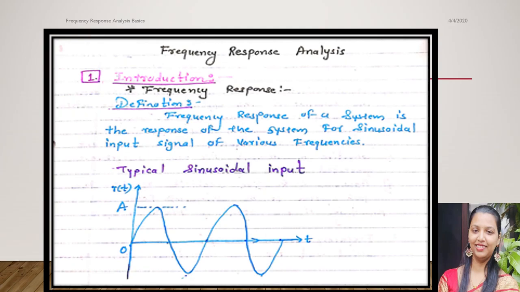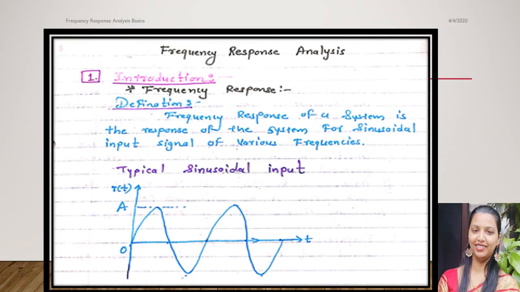But the extraction of a transfer function from the step response is very difficult since it is laborious. On the other hand, using the frequency response method, we can easily obtain the transfer function from the experimental data. The frequency response of a system is the response of the system for a sinusoidal input signal of various frequencies.